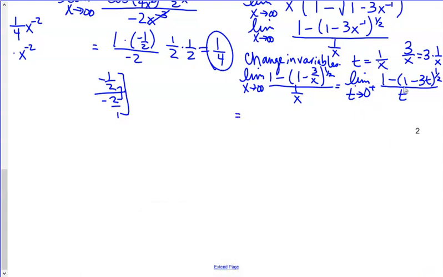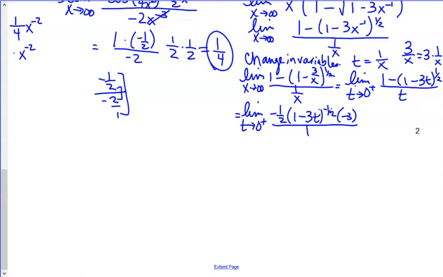So when I plug in 0, that again gives me 0. 1 minus 1 is going to be 0 over 0. So we have to do L'Hopital's in terms of t this time. So I'm going to take the derivative of the top. This is 0. Let's bring our 1/2 out front. So I get a negative 1/2 times that 1 minus 3t. Decrease that power by 1, which is negative 1/2. Chain rule the inside, which gives me a negative 3, all over the derivative of the bottom, which is 1.